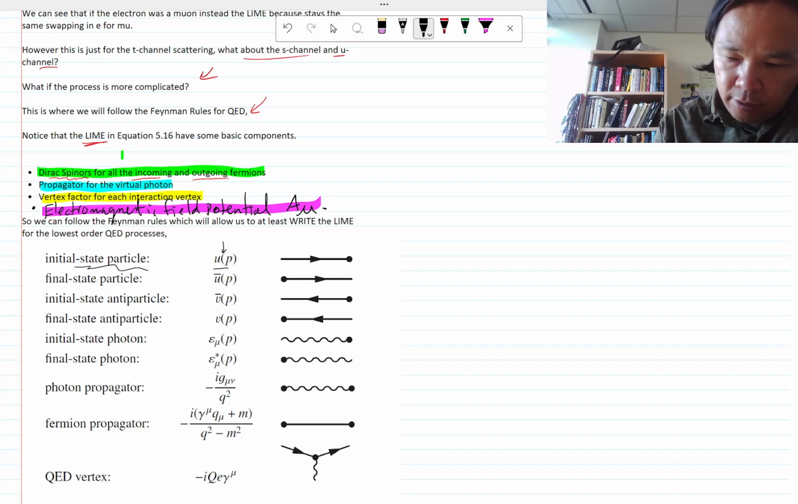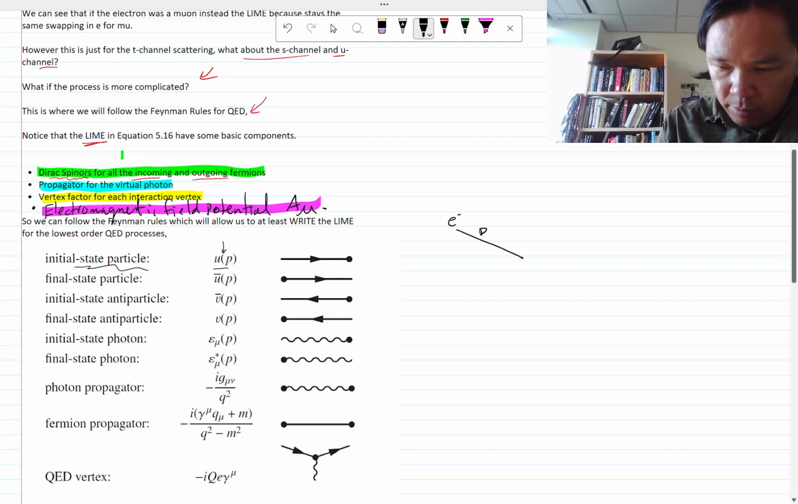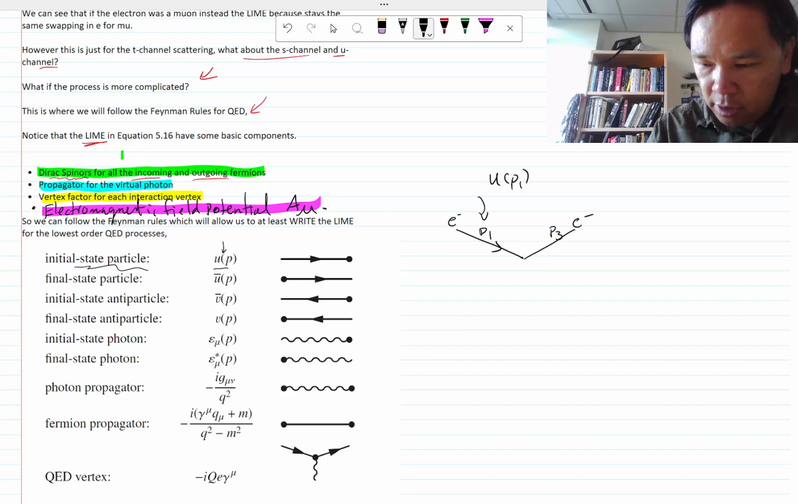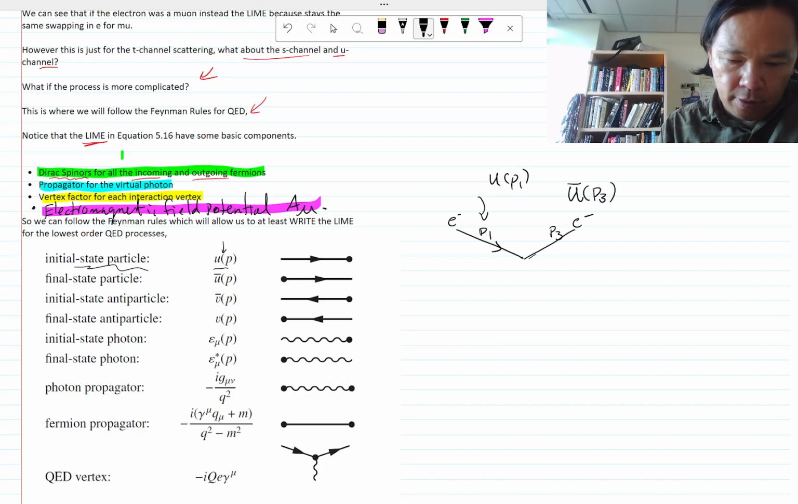So let's say I'm going to draw a very similar diagram, actually exactly the same. So this is P1. This little piece here is going to be represented by u of p1. And then there's something going out. Let's call that P3. Let's say it doesn't change flavor, so it's an electron, because QED cannot change flavor, so it has to stay the same. So this will be u adjoint of P3. So that's how you write this part.